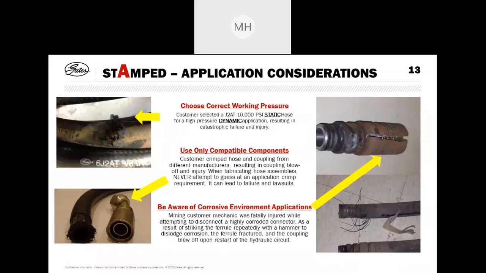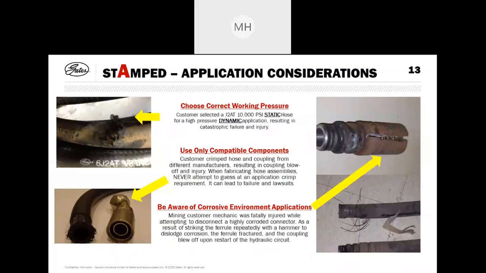Over to the right, we have two pictures there. This was a mining customer. The mechanic was fatally injured when he was attempting to disconnect the highly corroded connector. So they couldn't remove it the normal fashion, so he was using a hammer to strike the ferrule. Unfortunately, this fractured the ferrule, and when reassembled and then the system was started, the hose blew off and came around and struck the operator, who was unfortunately killed from this.